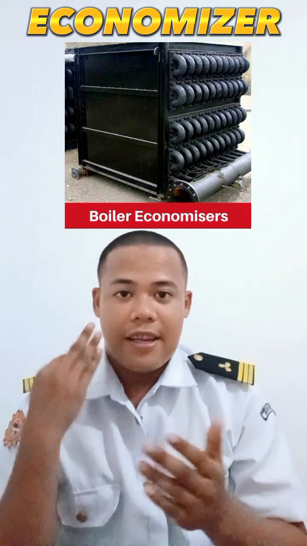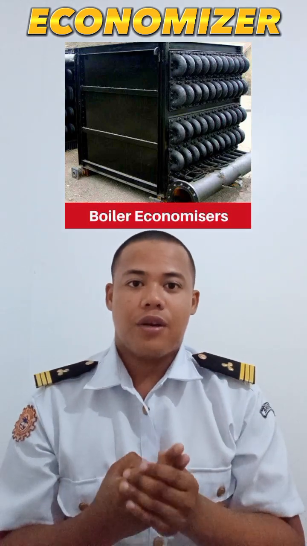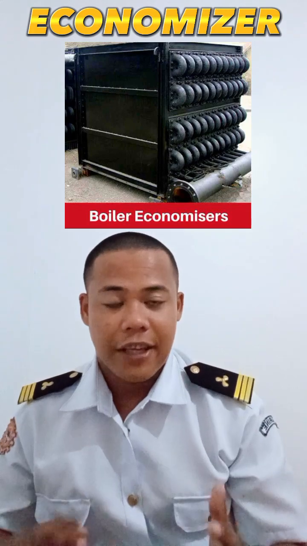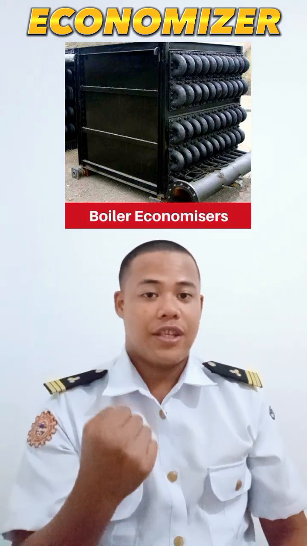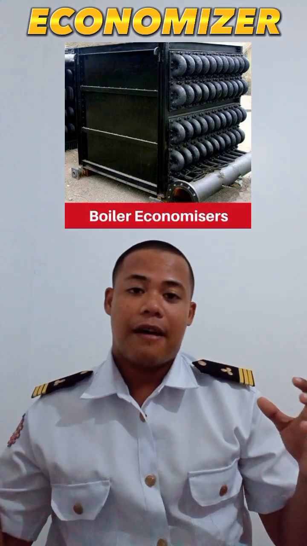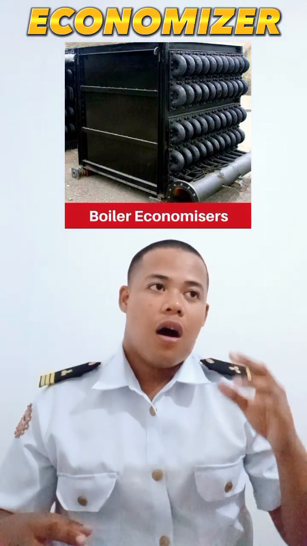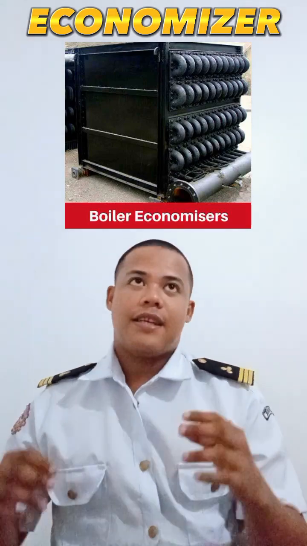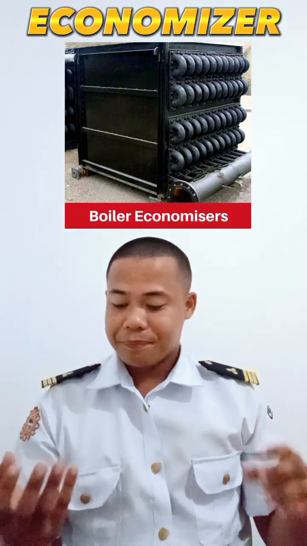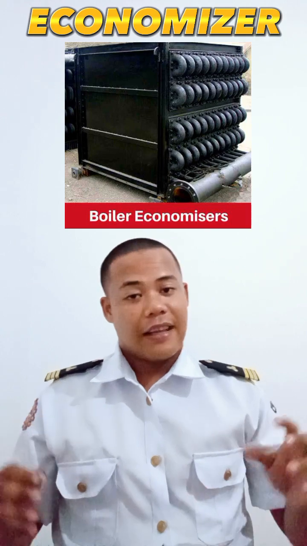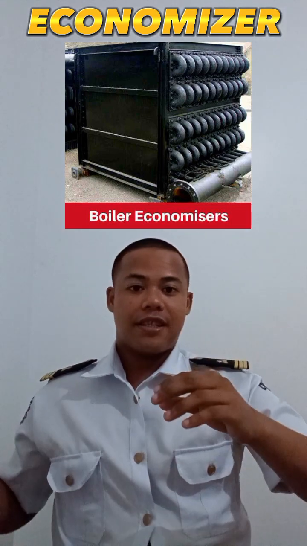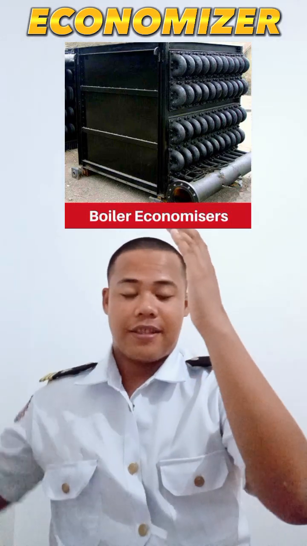So what is an economizer? The economizer is also a heat exchanger that transfers the heat of flue gases to another fluid, which is the feed water. This economizer is installed in the funnel because it recovers the heat from the exhaust gases that pass through the funnel. So this is the funnel and this is the economizer.